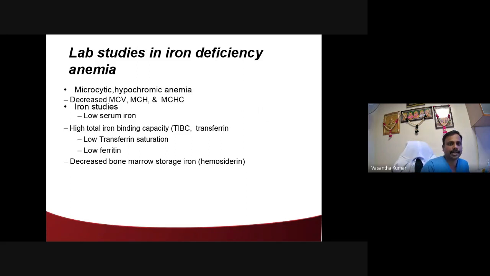So in the lab studies in iron deficiency anemia, it's simple. Everything will be less. The MCV will be less, MCH will be less, MCHC will be less, except the TIBC will be high. That is, the body will have more affinity for iron as a compensatory mechanism. And the ferritin, the stored form of iron, also will be less, and the saturation also will be less. So remember, in iron deficiency, except TIBC, everything will be low.